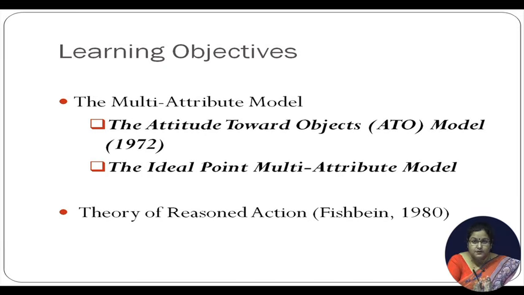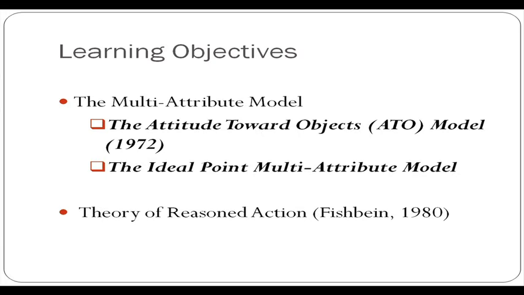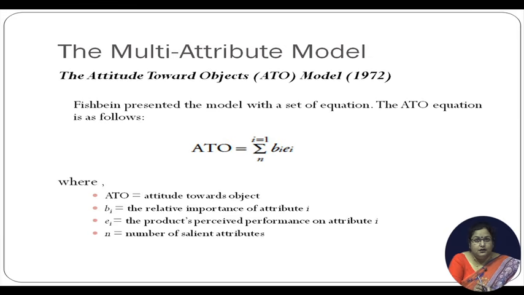In this session, we are going to talk about three specific issues and three specific models. The first one is the multi-attribute model, in which we have two models to discuss: the attitude towards object model, ATO, and the ideal point multi-attribute model. The third one is the theory of reasoned action by Martin Fishbein, 1980. All these models were propounded by Martin Fishbein. So, we start with multi-attribute model 1, the attitude towards object model, propounded by Fishbein in 1972.